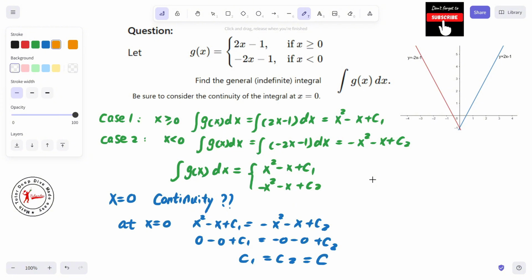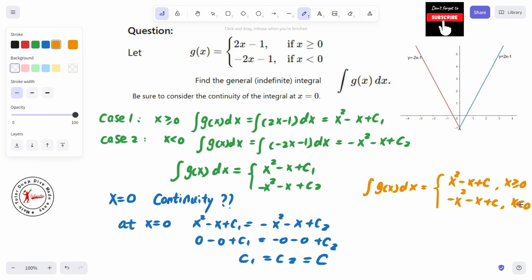That means both constants are actually the same, so we can just call them capital C. Final answer is, for x greater than or equal to 0, it is x squared minus x plus capital C. For x less than 0, it is negative x squared minus x plus capital C.